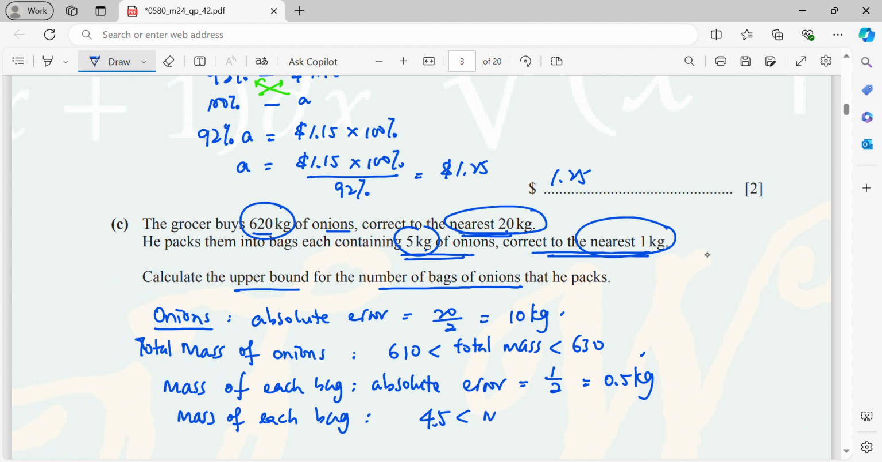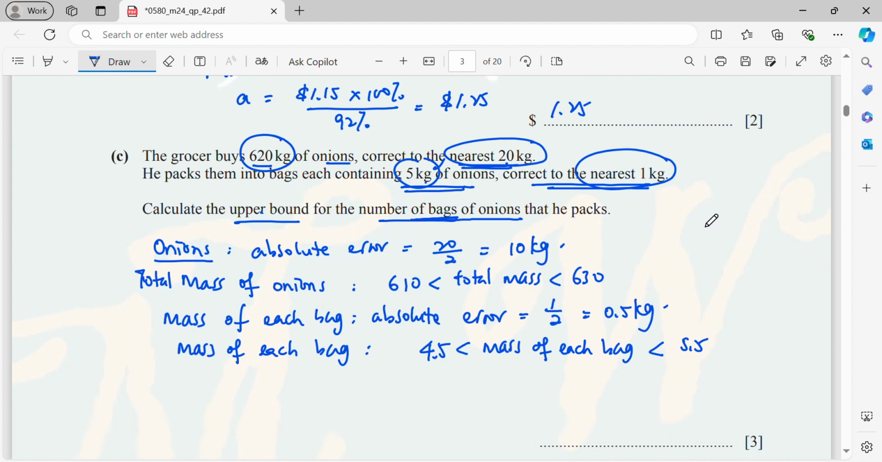Then this is the mass of each bag. So now 5 plus 0.5 will be 5.5. That is our upper bound. Okay, so now the question is asking for the upper bound of the number of bags of onions that he packs.